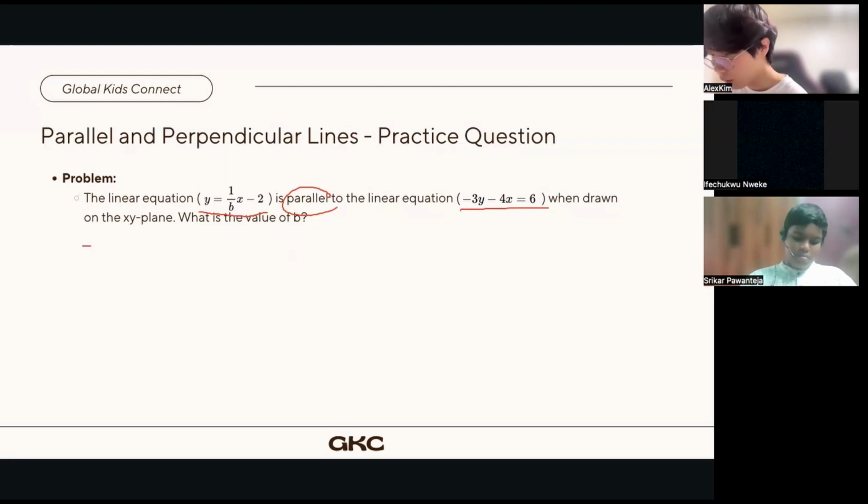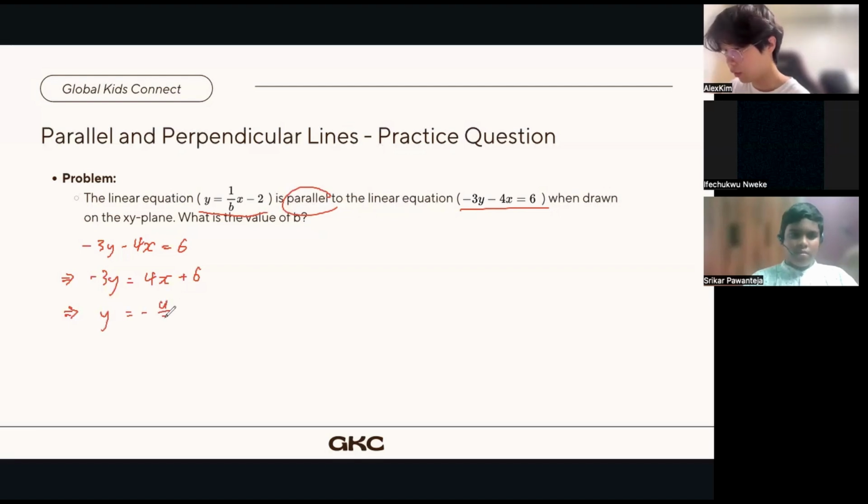First of all, like we did until now, we will re-express this equation so as to isolate the y. It's the same thing, and then isolating the y, we get y equals -4 over 3 x minus 2. Now that we have this equation, we know that the slope of the second equation is -4 over 3.